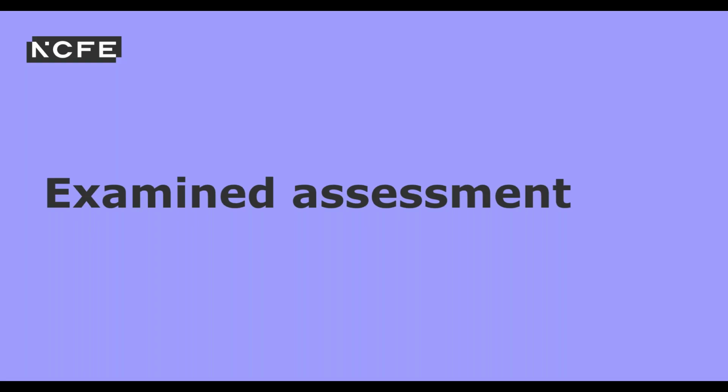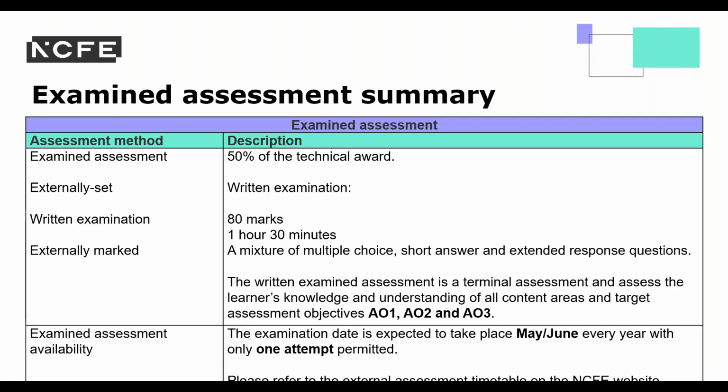There will now be more detail about the examined assessment, including the sample assessment materials that are also available. To summarise, the examined assessment, or the EA, is 50% of the technical award for health and social care. It is a written exam that is externally set by NCFE. Learners have 1 hour and 30 minutes to complete it, and it is graded out of 80 marks.